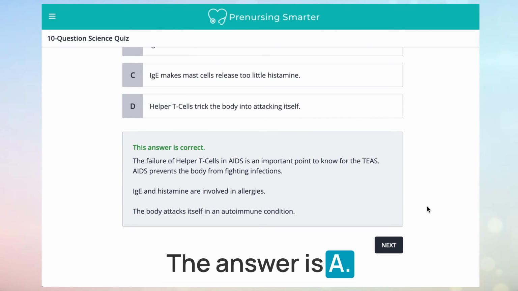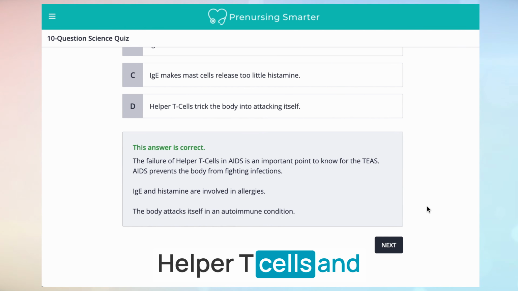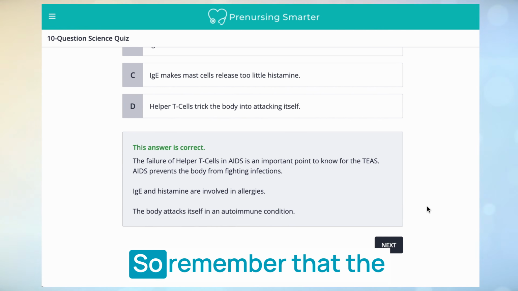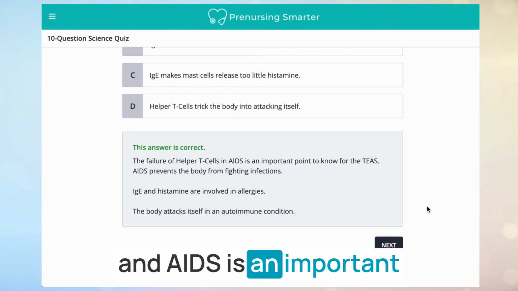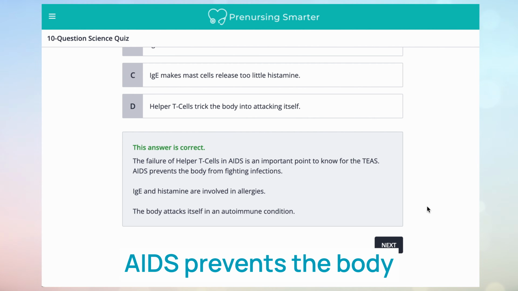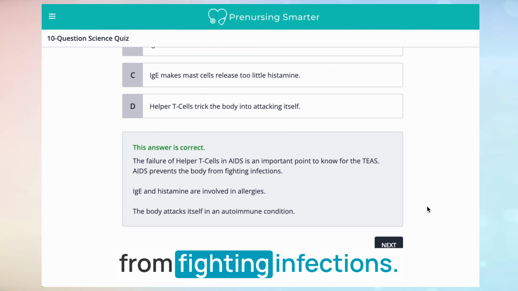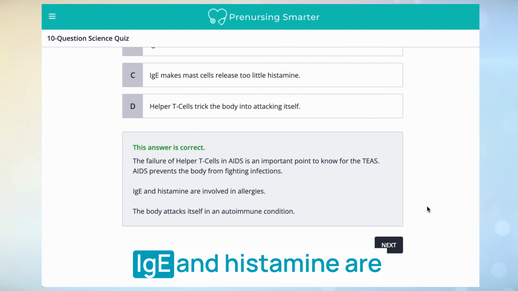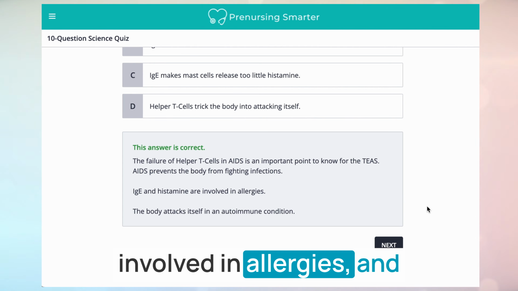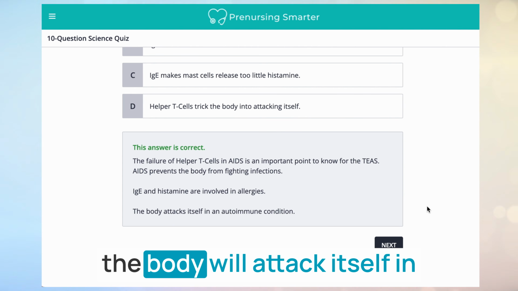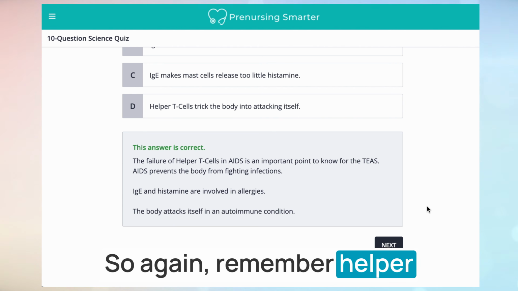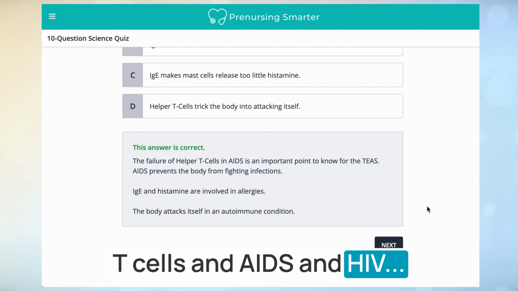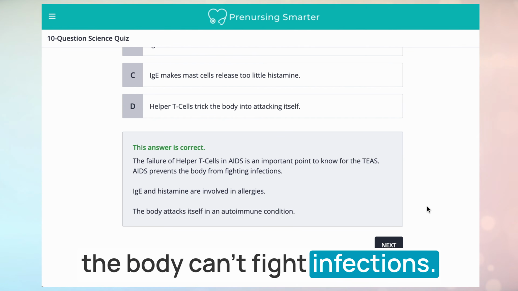The answer is A. Helper T cells and AIDS go together, so remember that. The failure of helper T cells and AIDS is an important point to know for the TEAS. AIDS prevents the body from fighting infections. IgE and histamine are involved in allergies, and the body will attack itself in an autoimmune condition. So again, remember, helper T cells and AIDS and HIV, the body can't fight infections.